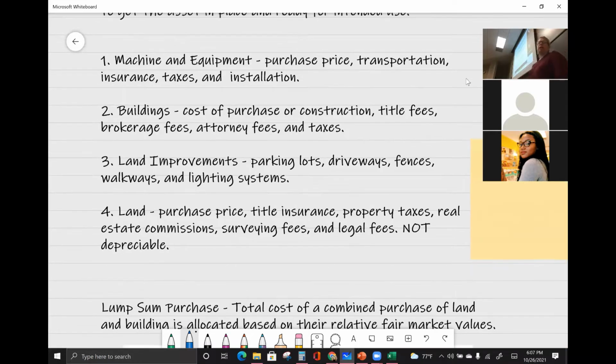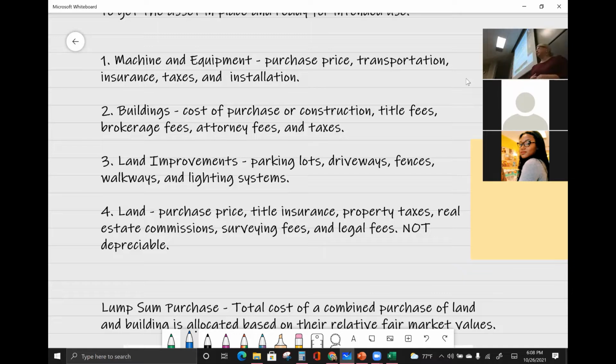Okay, so we have machine and equipment. In the machine and equipment, we're actually physically getting something in. So we'll have that purchase price. We'll have the transportation. Sometimes in transportation, you want to make sure you cover it with insurance. That's going to be part of the price of that asset. Taxes and the installation would go into whatever it takes to assemble it to get it into working order. That's what we're saying when we say installation.